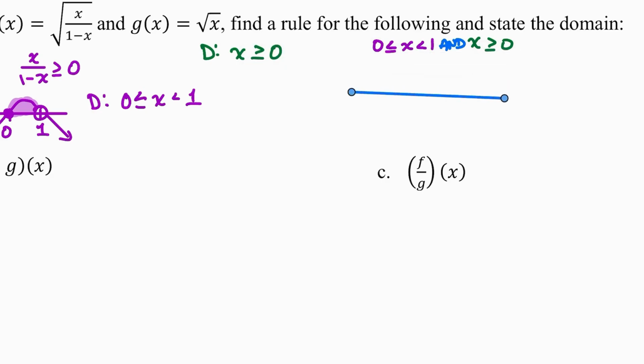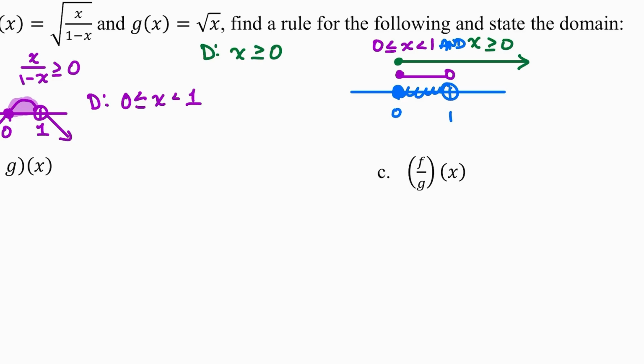So I'm going to straighten out this line a little bit because it doesn't look very straight. I'm going to put 0 and 1 on here. And above the number line, I'm going to draw each of those. So x is between 0 and 1, including 0 but not including 1. And then x is greater than or equal to 0 looks like this. If you're looking for the AND, you're looking for the overlap of the two, which ends up being everything between 0 and 1, including 0 but not including 1.